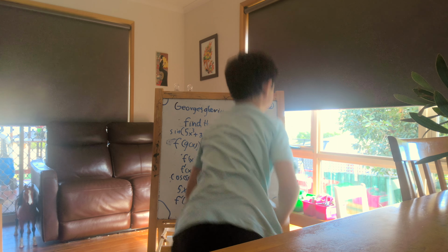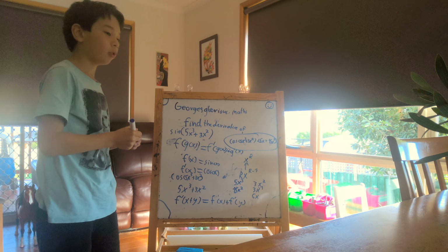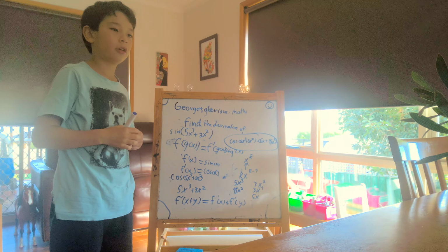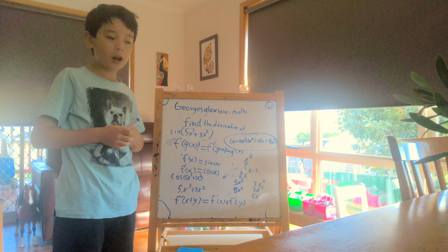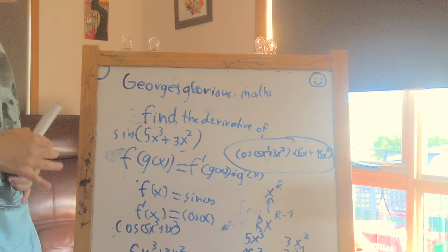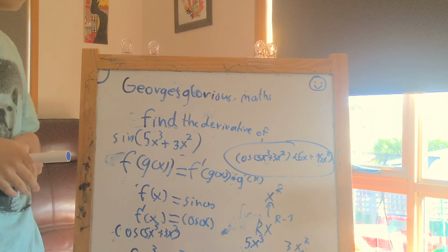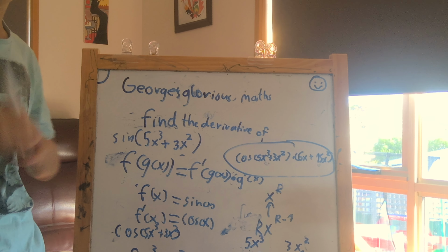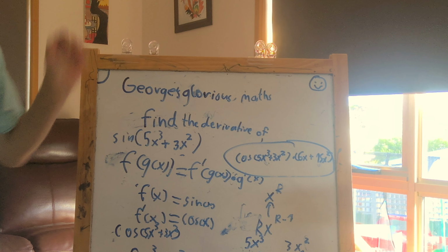So yeah, our derivative is the cosine of 5x cubed plus 3x squared times, in brackets, 6x plus 15x squared. Yay, we solved it.